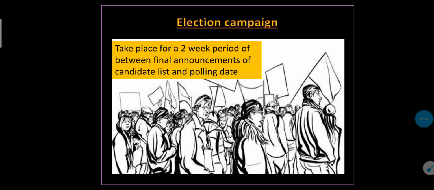in the two weeks of the election period, between the final announcement of the candidate list and the polling date, the politicians are ready for campaigning, and they contact their voters in their constituency areas, with campaigning like rallies, marches and meetings. Due to this, people get attracted and give their vote to their representatives.